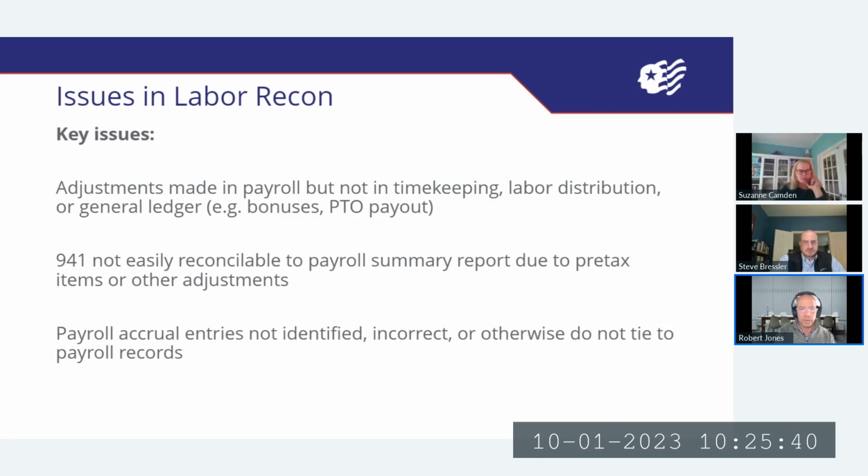The 941, our next issue here, the 941 is not easily reconcilable to the payroll summary report. And this is often due to pre-tax items or other adjustments. So here I want to say another thing. When you're working on Schedule L, the ICP template asks you for the 941s. If you take just the 941 dollar amounts and try to reconcile to Schedule L, you're probably going to run into issues regardless because of pre-tax items, right?